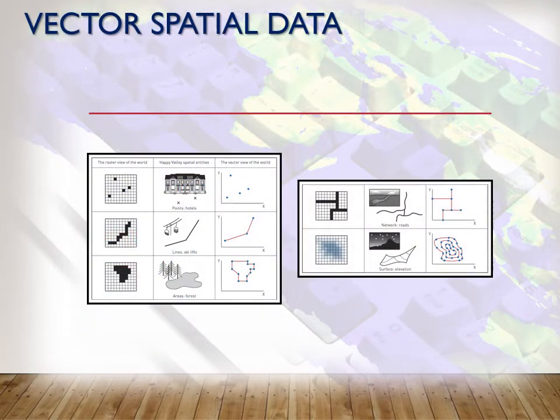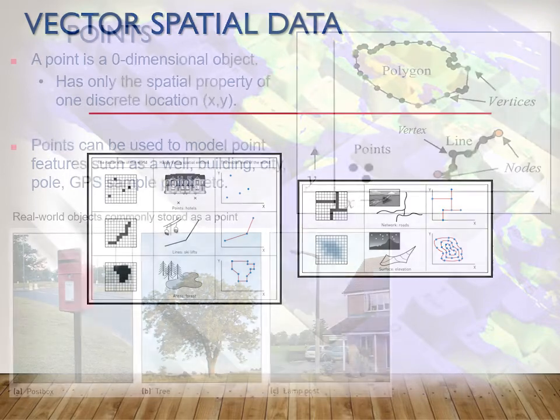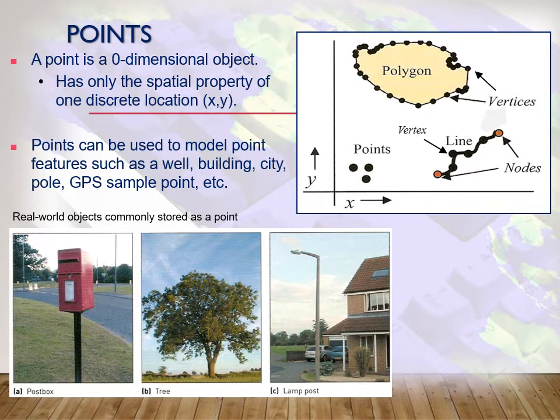So this brings us to vector spatial data. With vector data, instead of using cells, we use discrete features. We use actual geometric objects like points, lines, and polygons to represent features on the Earth. So let's start with points. A point is basically zero dimension. It has a location, x, y. We'll talk about the coordinate systems in Chapter 3.